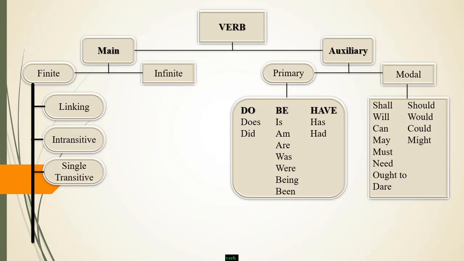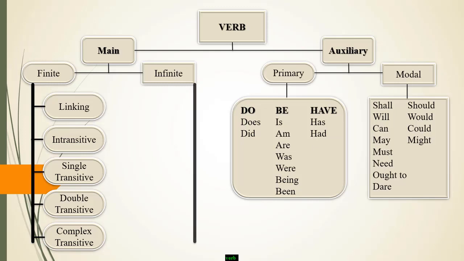single transitive verb, double transitive verb, complex transitive verb. Now we have infinite verbs.